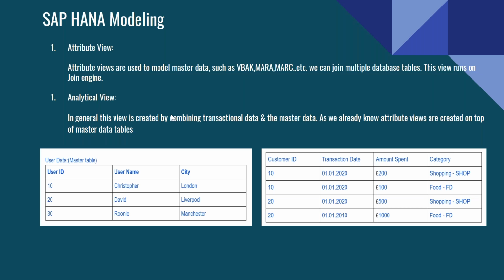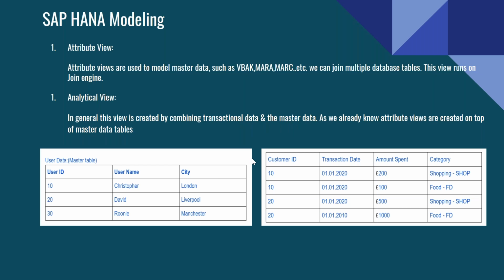Okay, if somebody asks you a question, how much Christopher has spent, you will look at the master data to get the user ID, and from that user ID, you will look at the transactional data to check how much amount he actually spent. You see, this justifies our definition. In general, this view is a combination of transactional data and master data. That's why I look at the master table for the specific information. From the master table, I will go to the transactional data to get quantifiable information.